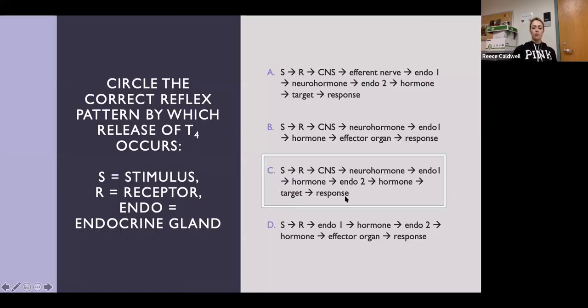So that's another type of wording Dr. Chang can use on the exams. So be familiar with CNS representing the hypothalamus, endo 1 representing the anterior pituitary, and endo 2 representing our specific endocrine gland.